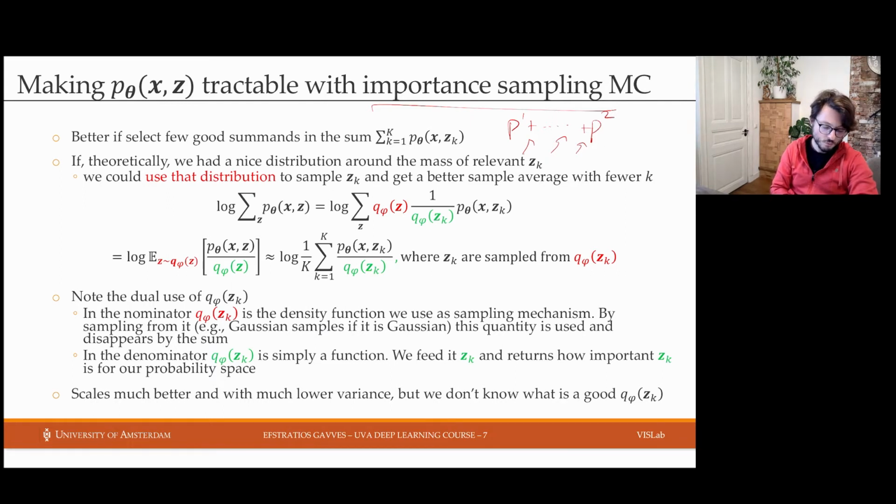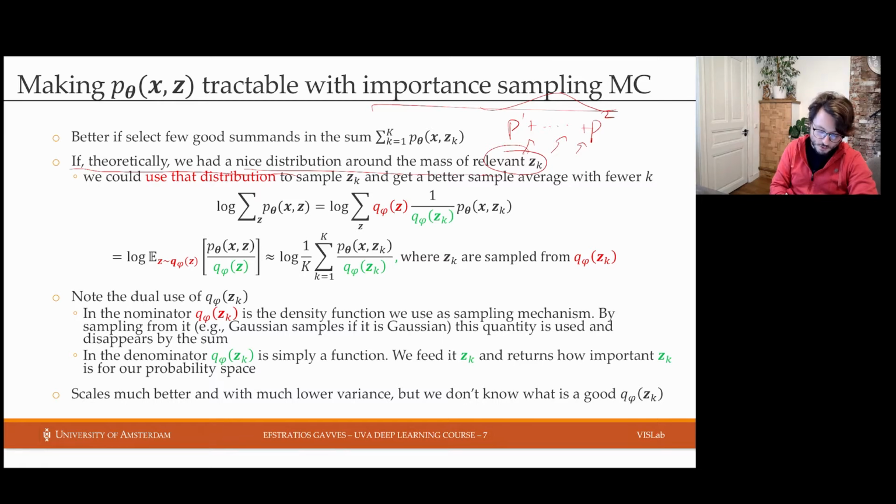So how can we do that? Well, if theoretically we had a nice distribution over the space, basically over Z's, we would be able to sample with higher likelihood z's around the important parts of the space. This doesn't mean that we ignore the rest, but we sample more from the important bits, and of course we have to normalize to account for the fact that we're sampling only from a specific part of our space Z.